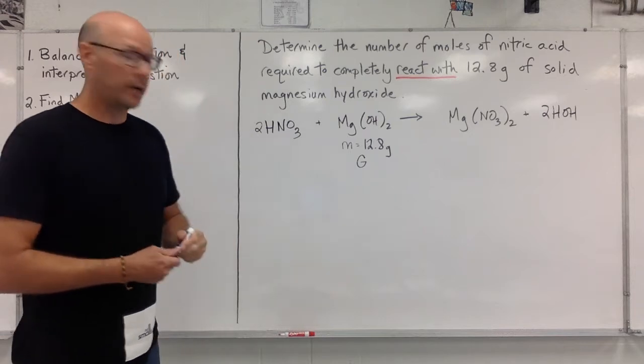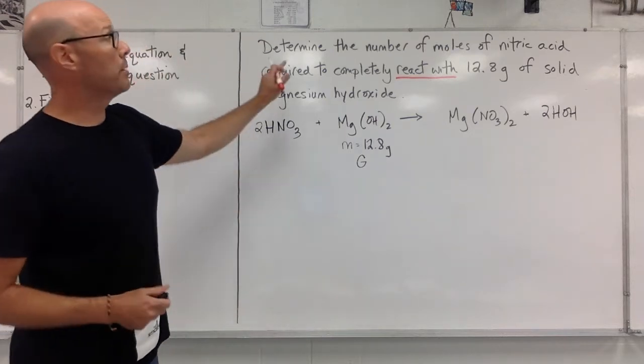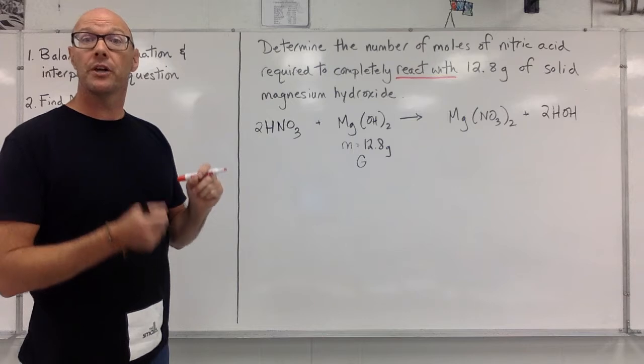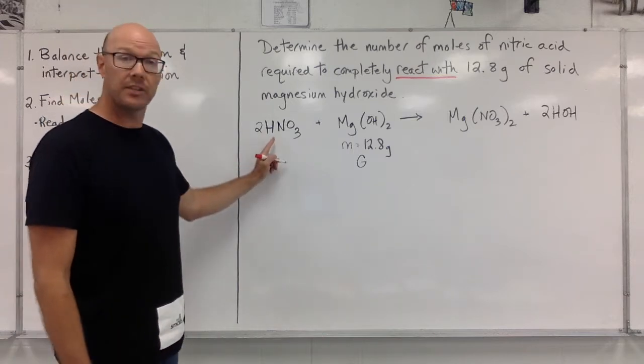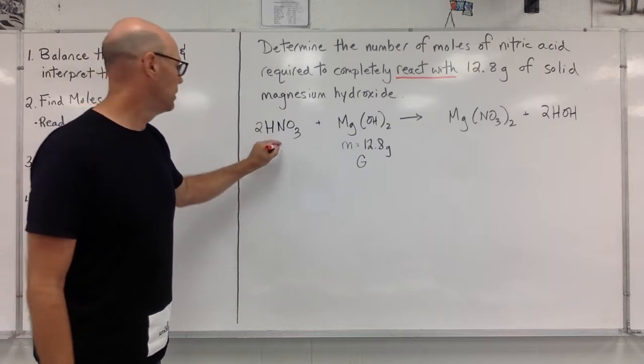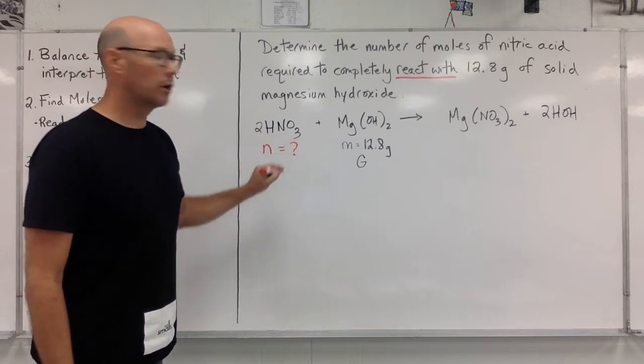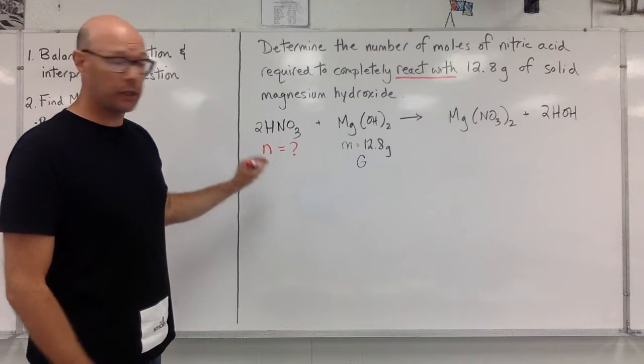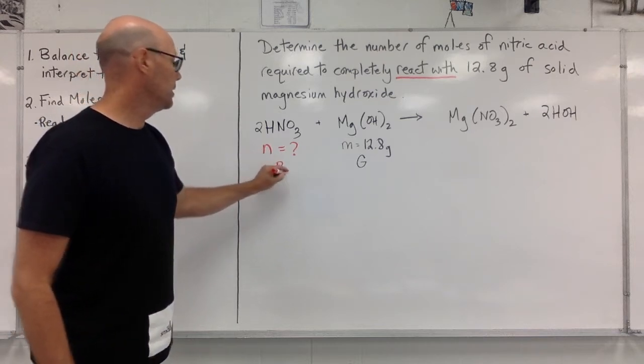What am I looking for? Determine the number of moles. Find the moles of nitric acid. This is the nitric acid. The question says, let's find the moles. N? Question mark? We don't know what it is. This is what we're looking for. It's the R.